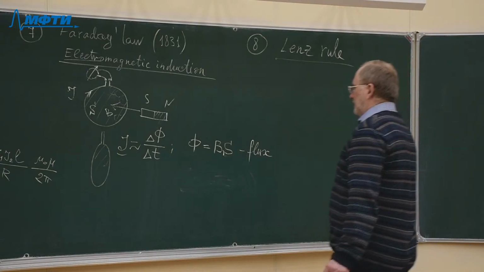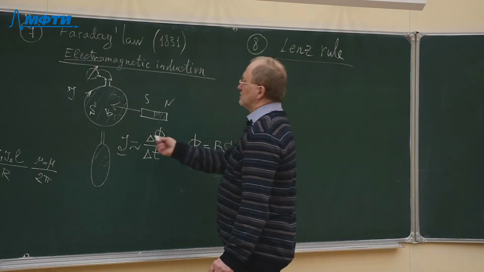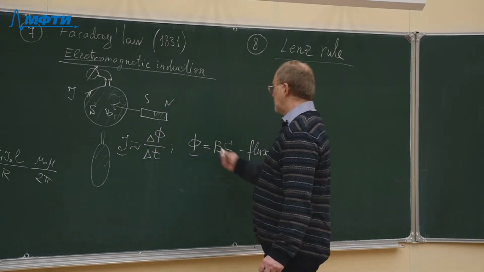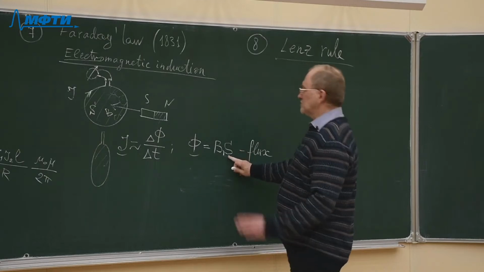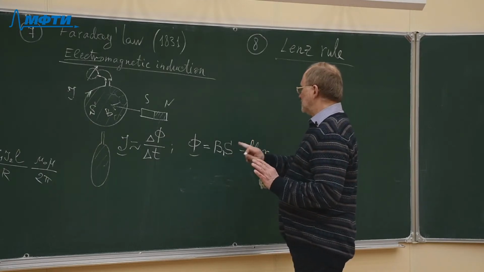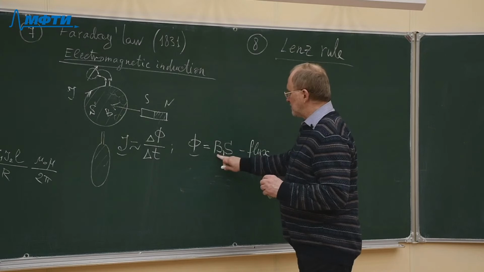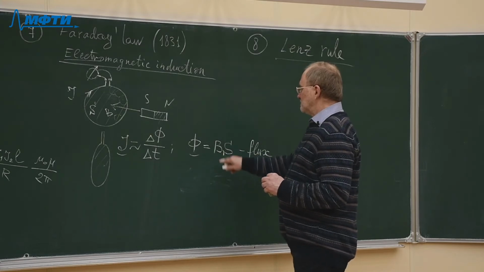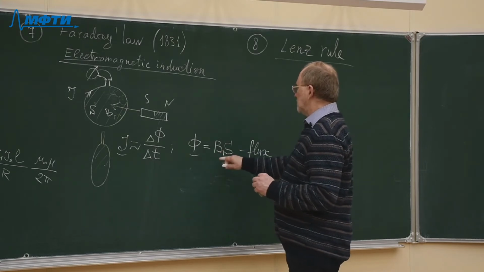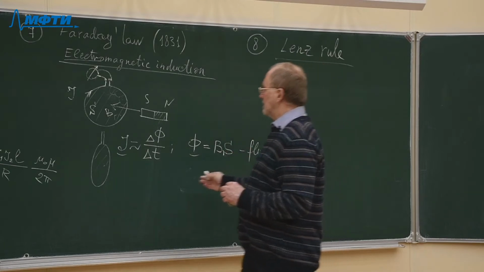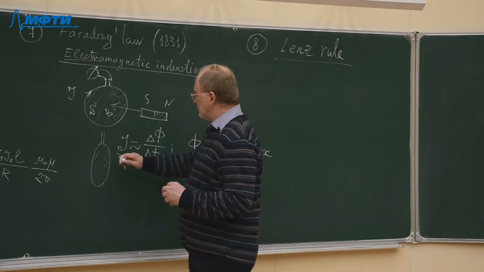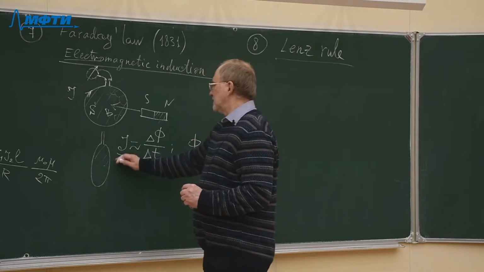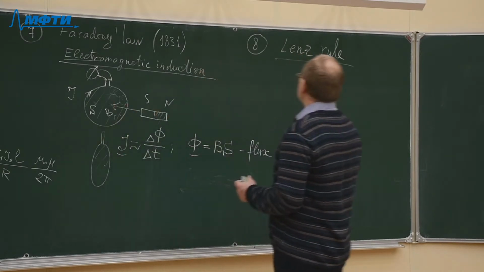So, there are many different possibilities to change the flux. I told you, you may change the direction of the loop, you may change the area, you may change the magnetic field. It may be increasing, it may be decreasing. You may change anything here, and in any way the flux will change, and in any way that will cause the electric current in the loop.